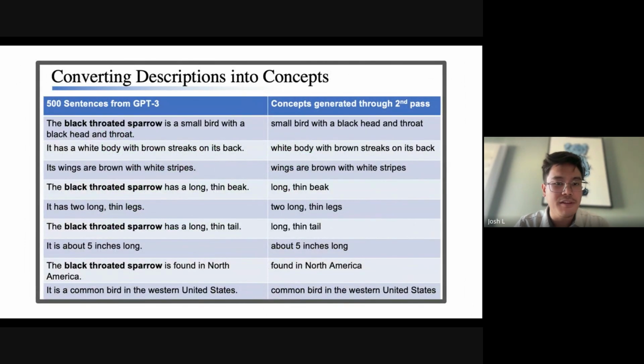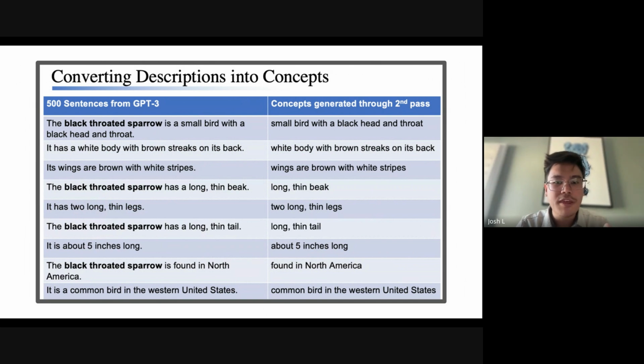So in this example, they have multiple sentences from GPT-3 describing what the black-throated sparrow looks like. And then they post-process these into snippets, they transform these into concepts that essentially take the form of phrase concepts. So the concepts in this paper, Language in a Bottle, take the form of these phrases: small bird with a black head and throat, white body with brown streaks on its back.